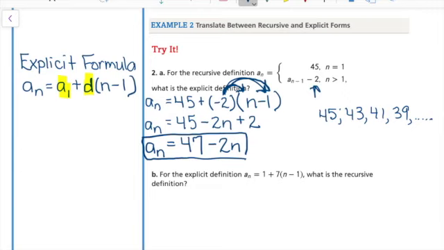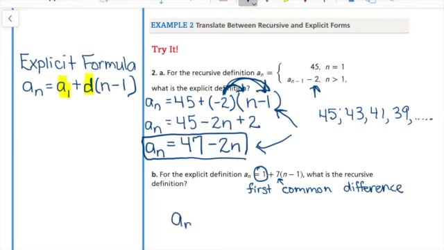Okay, so you are allowed to stop there or there. I made it a little ahead of the curve, but if you look at B, it says for the explicit definition, what is the recursive? So remember, a sub 1 is the first term, and 7 is the common difference. So if I'm going from explicit to recursive, remember recursive looks like this. Where I put the first term there and the common difference there.